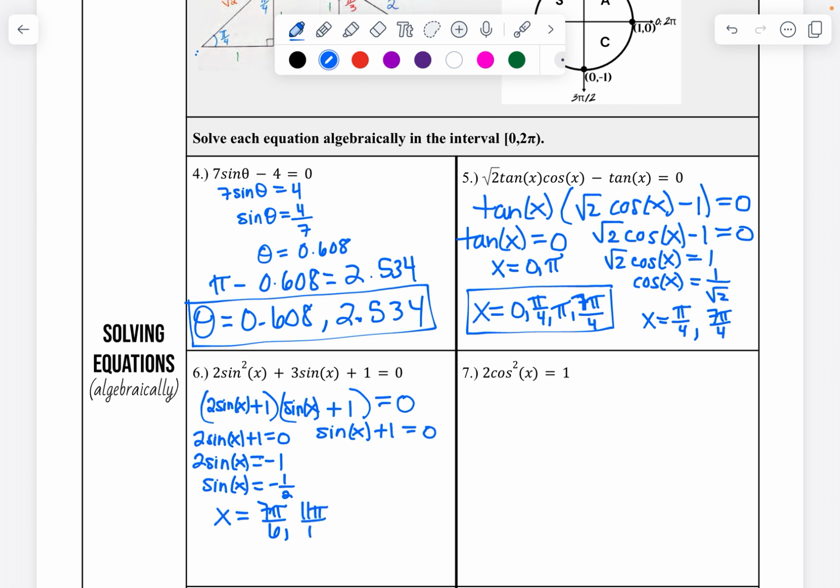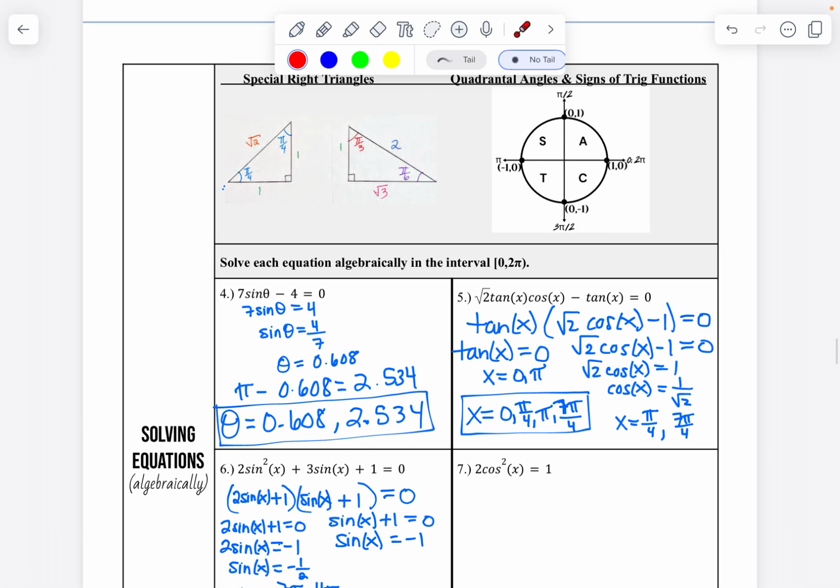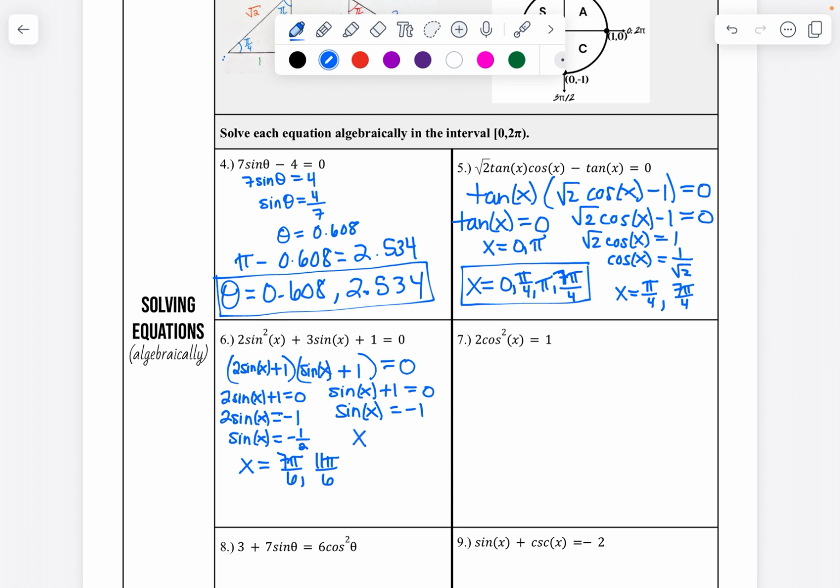All right, so for this one, we've got to subtract the 1 to the other side. So we're looking for when does sine equal -1. That's one of our quadrantal angles down here at 3 pi over 2. So x equals 7 pi over 6, 3 pi over 2, or 11 pi over 6.